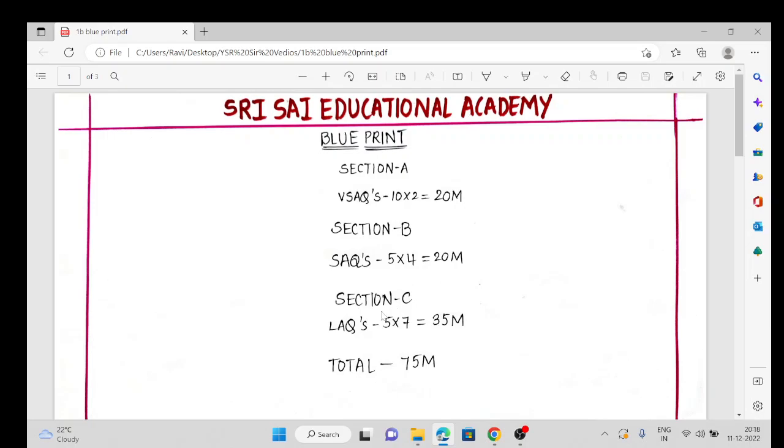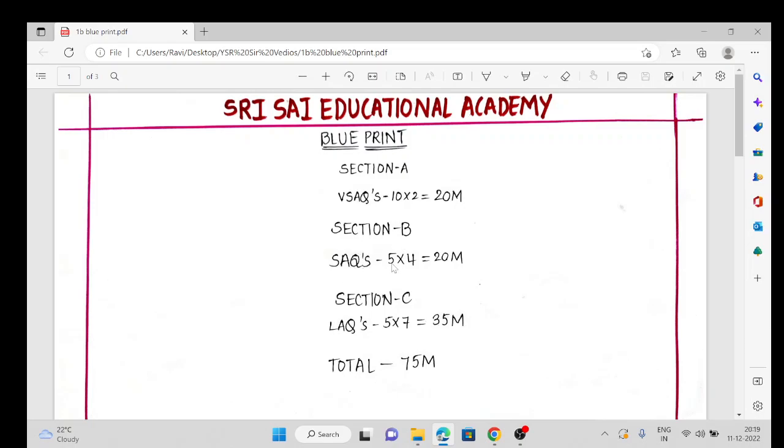In section C, LAQs, long answer questions. Again, there will be 7 questions. Out of those 7 questions, you have to attempt only 5. Each question carries 7 marks, total 35 marks. That means there will be a choice in section B as well as section C.